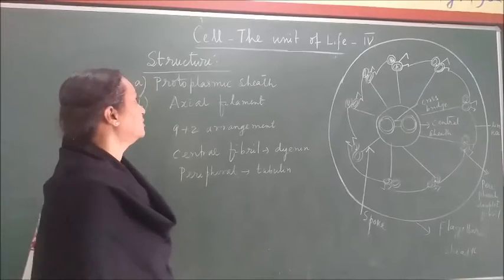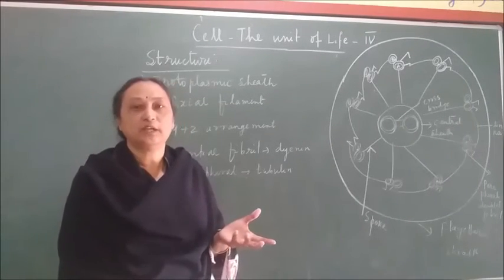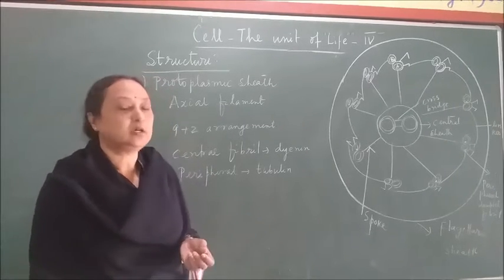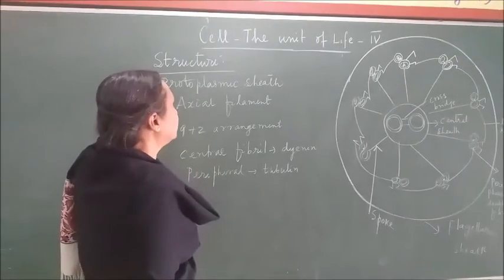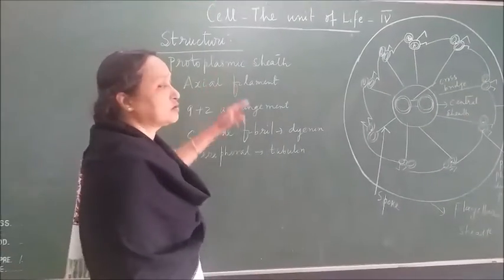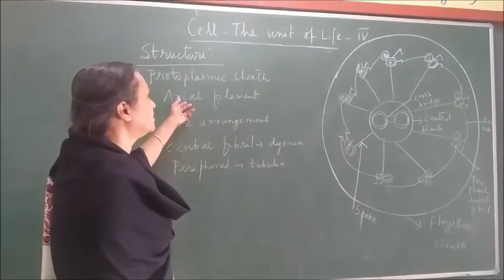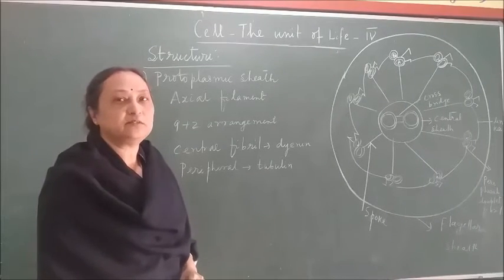Now we will discuss the structure of cilia and flagella. They have a common type of structure, and both have a 9+2 arrangement. Here you can find an outer covering, which is called the protoplasmic sheath, and inside you can find the microtubules or filaments, and these filaments are called axial filaments.